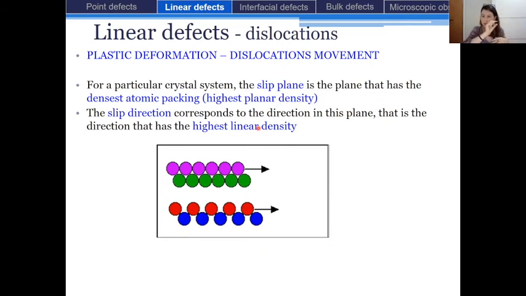Okay, so that's why in the case of the zinc single crystal that has been plastically deformed, we observed that there were different portions of the material that seem to be dislocated from one another. So certainly the slip planes were the planes that were in that direction, and they moved in the direction that had the highest linear density. Okay, so there is a relationship between the unit cell, the planar density, the linear density, and the dislocation movement.